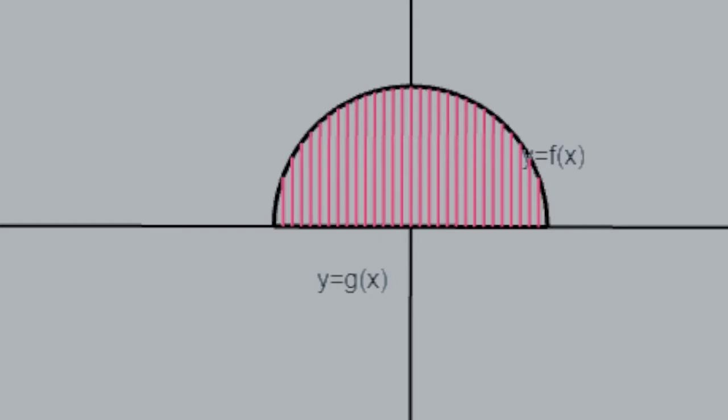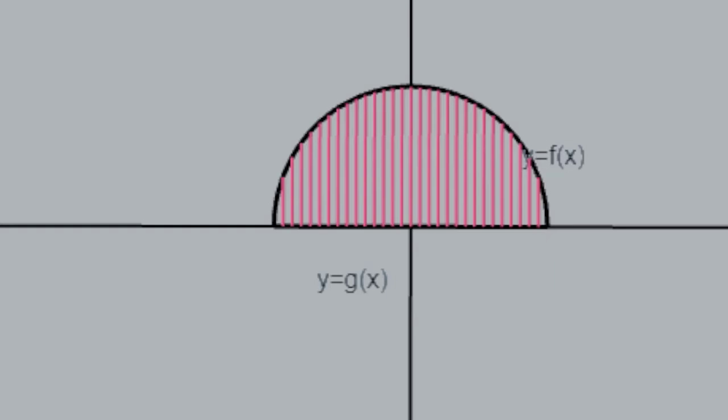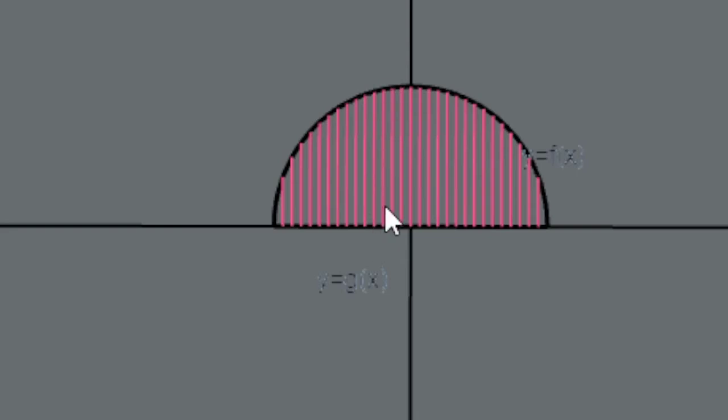Actually, the description was saying each cross section is perpendicular to the diameter edge. So on the picture, just like I was explaining, each cross section comes from a stripe. On each stripe here, we can build some kind of a shape over that. And according to the description, each cross section is perpendicular to the diameter. Again, like I said earlier, we don't need to worry about what axis this is.